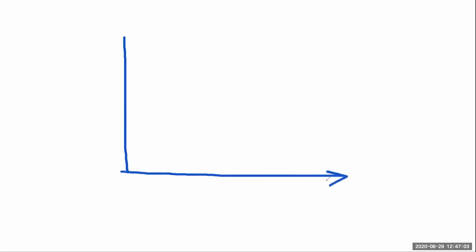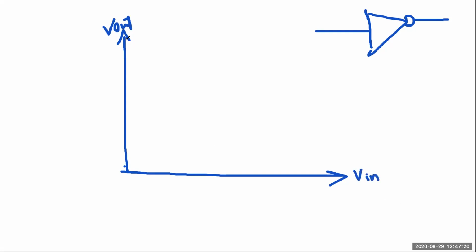Always remember, but before that, let's give you some hint. This is a NOT gate, right? Here, let's say here you have V out. Here you have V in. Not with respect to time. This is with respect to DC voltage. That means DC voltage versus DC voltage. DC versus DC. This is V out versus V in. DC versus DC, right? That's why it is called DC analysis.